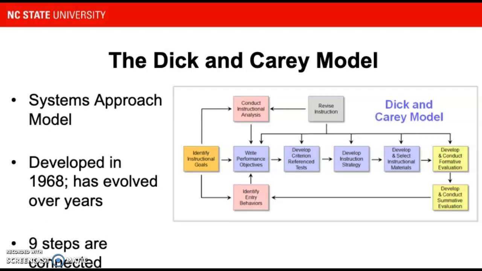The second model we will discuss is the Dick and Carey model, also known as the Systems Approach model by Walter Dick and Lou James Carey. The first version of the model was published in 1968. The model has been modified over the years. The image you see on the right of the screen represents the fourth edition of the model.